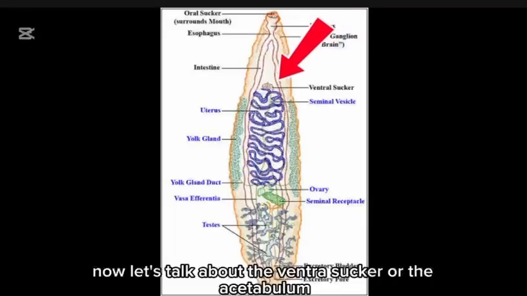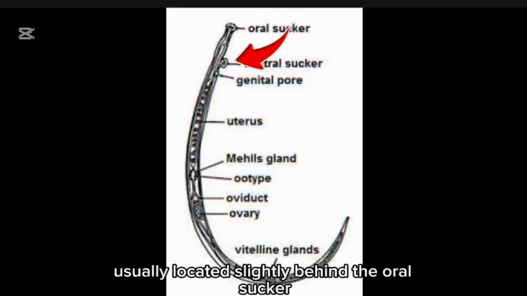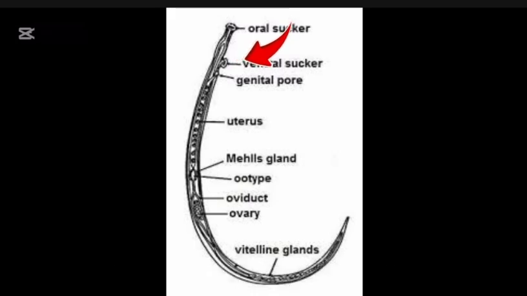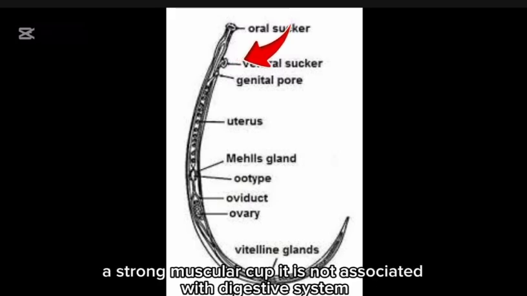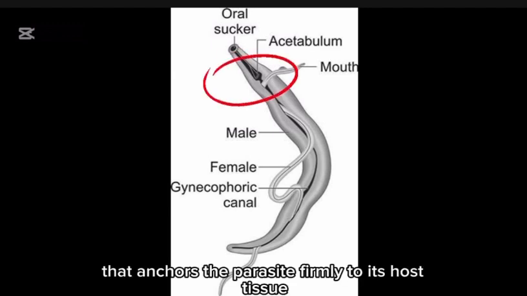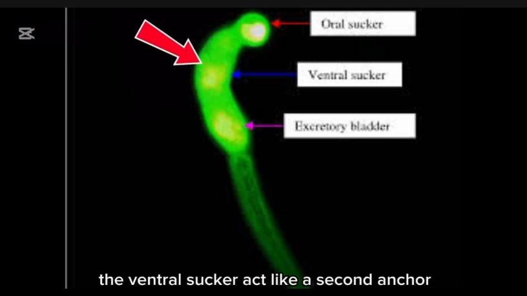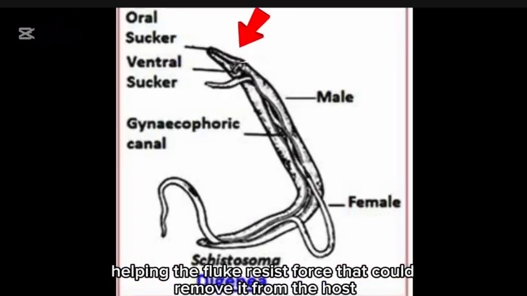Now, let's talk about the ventral cercus or the acetabulum. It is found on the ventral or the underside surface of the body, usually located slightly behind the oral cercus. A strong muscular cap, it is not associated with the digestive system. It serves mainly as an attachment organ that anchors the parasite firmly to its host tissue. It also provides stability whilst the oral cercus feeds. The ventral cercus acts like a second anchor, helping the fluke resist force that could remove it from the host.